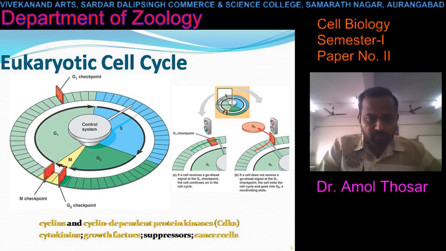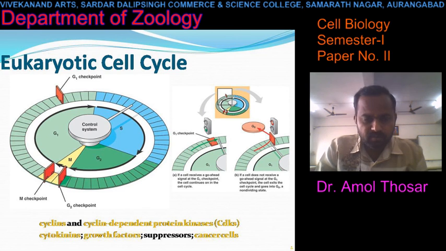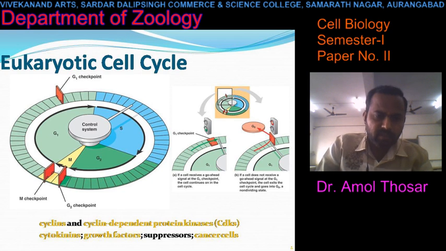These are the checkpoint of G1, the checkpoint of G2, and lastly the checkpoint of M phase. These are the three checkpoints present on the cell cycle. Actually, they are signals. We can call them a kind of signal.